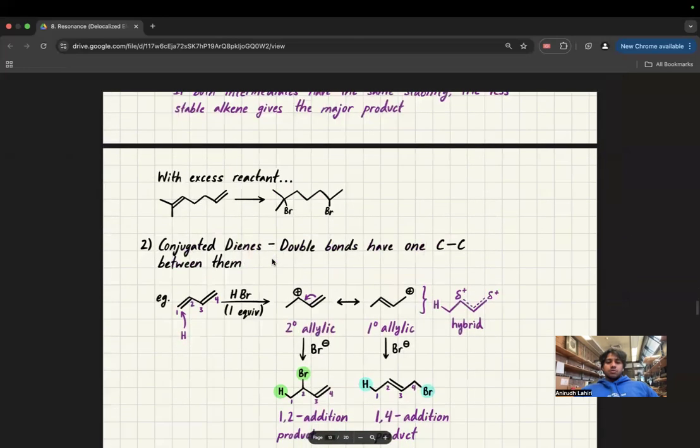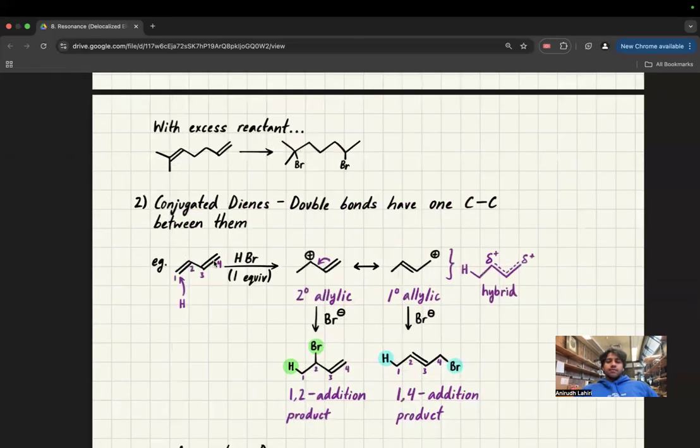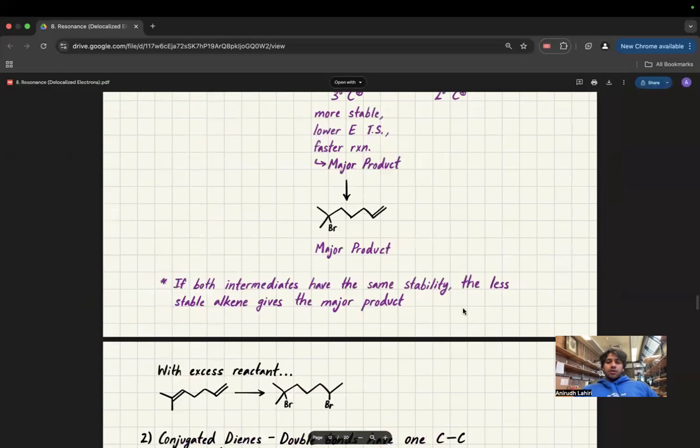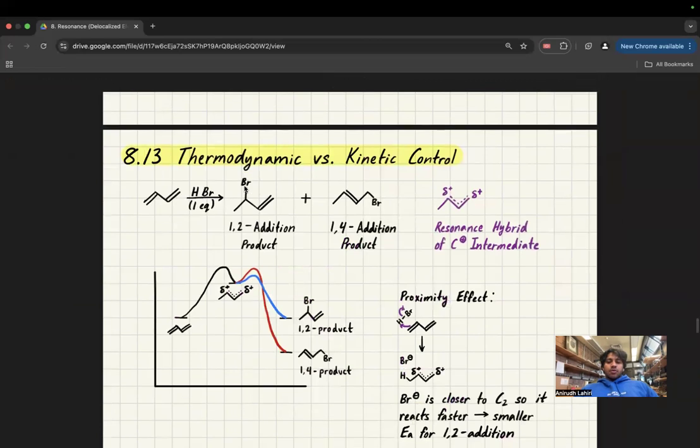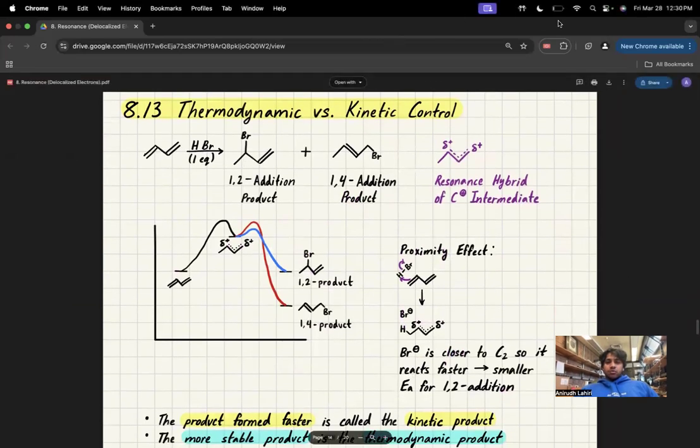Cool. Conjugated dienes. We can see here these have resonance, right? So they have a resonance hybrid. This is isolated, it didn't have resonance. Okay. Thermodynamic versus kinetic control.